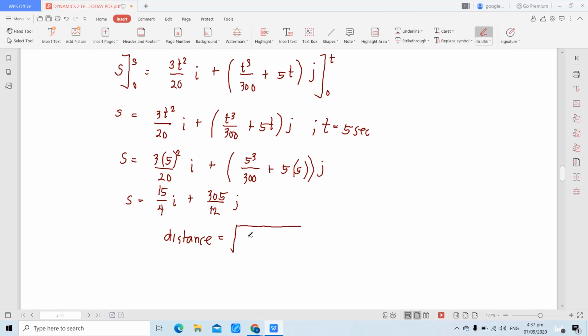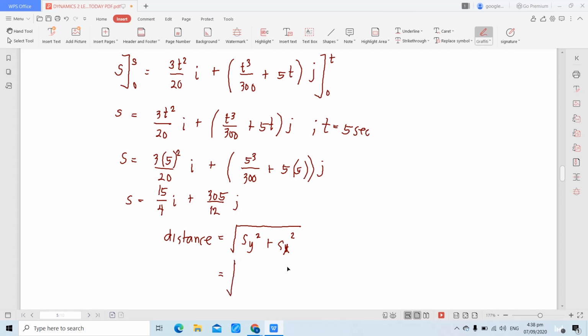Sinabi na yan kay physics tsaka SRB. That is the square root of the sum of the square of the y component of the displacement and the x component of our displacement. Or baliktad, okay lang yan, no? So, substitute lang natin, guys. Ano ba yung Sx? Yun yung kasama ni I. Ano ba yung Sy? Yung kasama ni J.